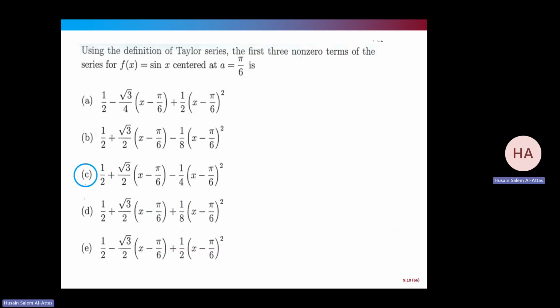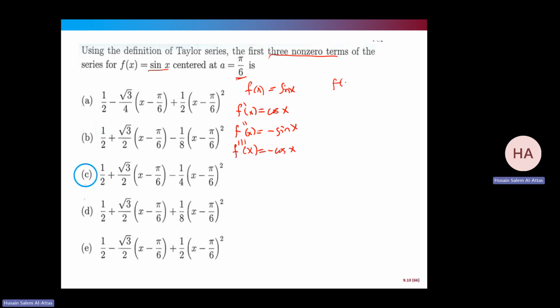Use the Taylor series to find the first 3 non-zero terms of this function, sine x, but at pi over 6. I need to find it then. F prime will be cosine, F double prime minus sine. This is what I need. I don't think I need the third one. I need the first 3 non-zero terms. I think it will be more than enough. Let me do it.